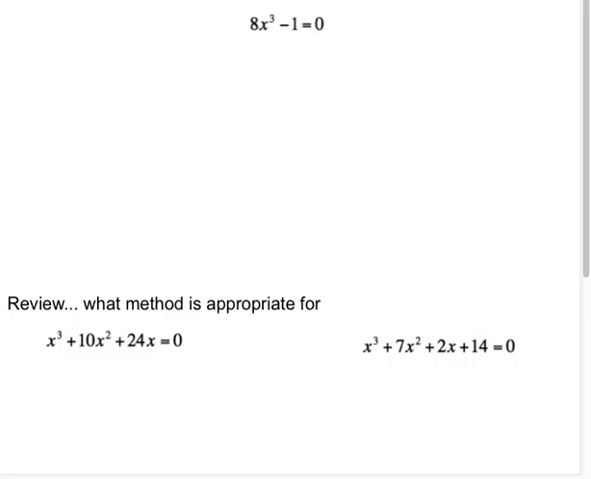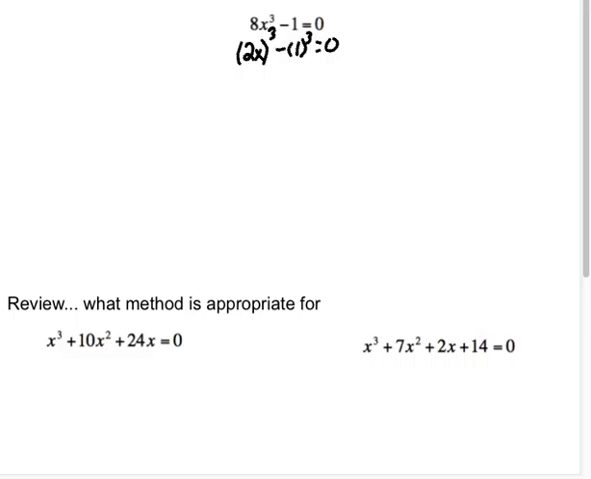Let's look at this one. So, to solve this one, okay, the first thing I'm going to do is I'm going to write this. 8x cubed is going to be 2x cubed. And 1 is simply 1 cubed. So I'm always going to write out the pieces like that.